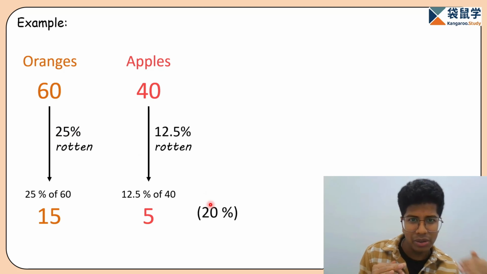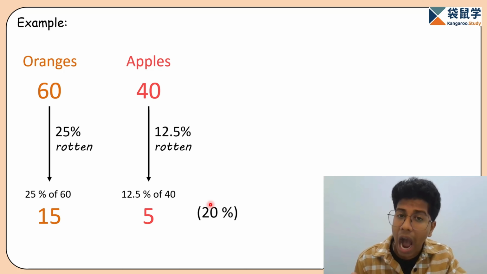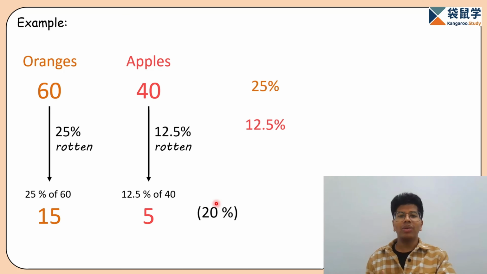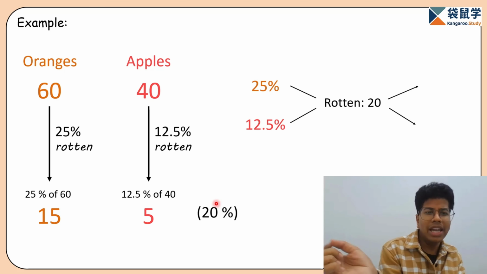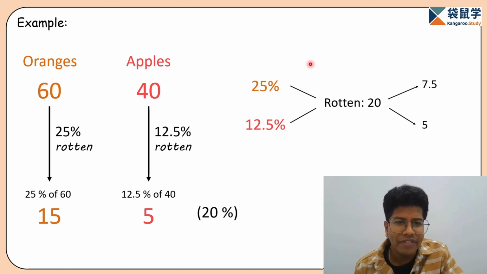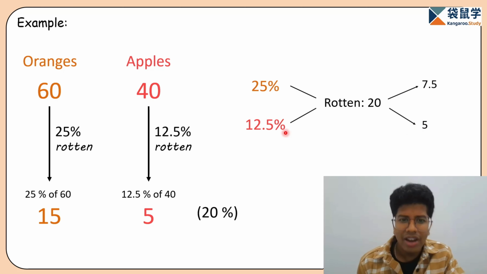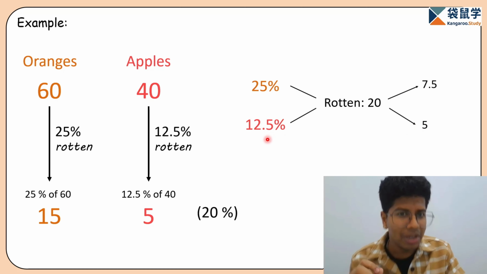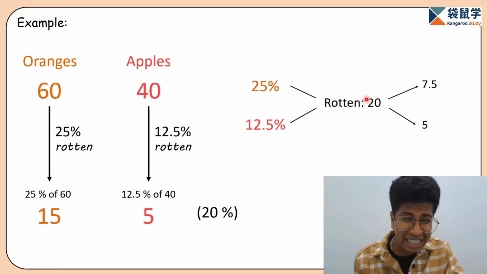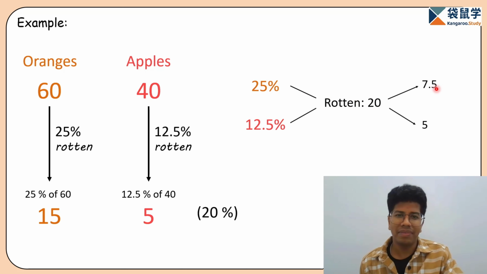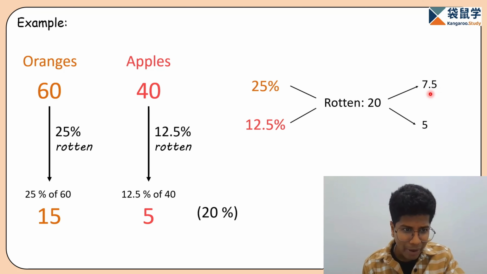This means it is reduced. For oranges, it is reduced. How much? Yeah, we can find out the difference. Orange is 25%. To get to 20, if we cross it, it becomes the difference, that is 5. Now for apples, it's 12.5%. But the overall rotten percentage is 20. The difference here is 7.5. Right? So 5 and 7.5.